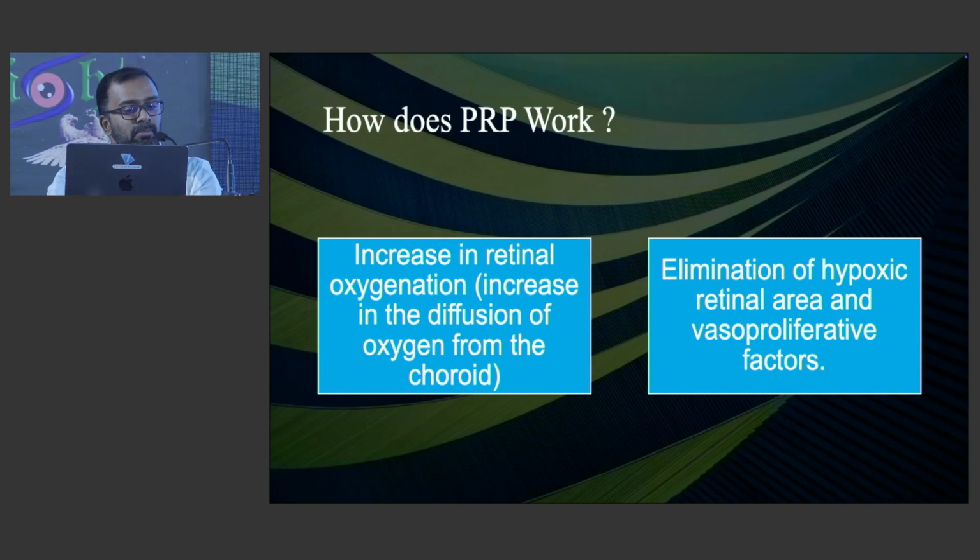PRP mainly works by increasing the retinal oxygenation. It increases the diffusion of oxygen from the choroid and also eliminates the hypoxic areas and vasoproliferative factors.